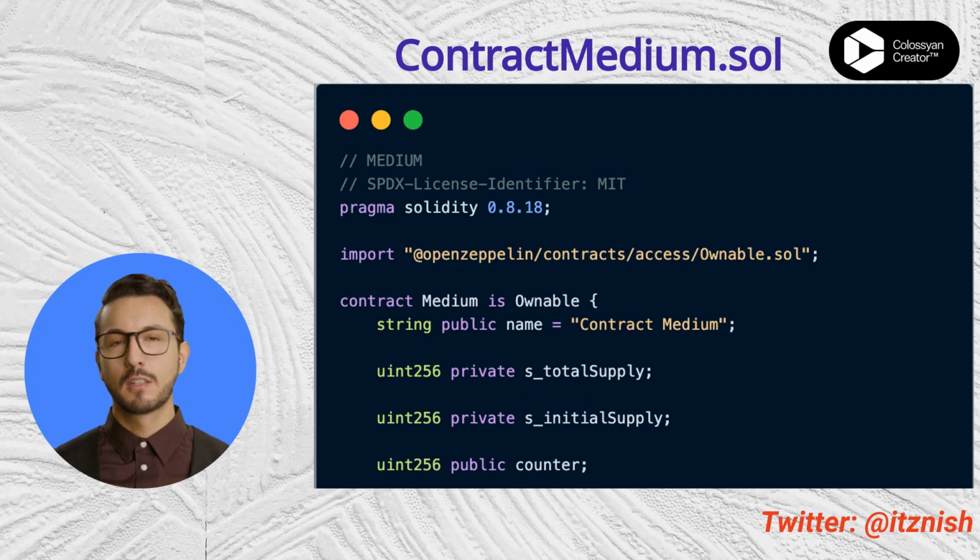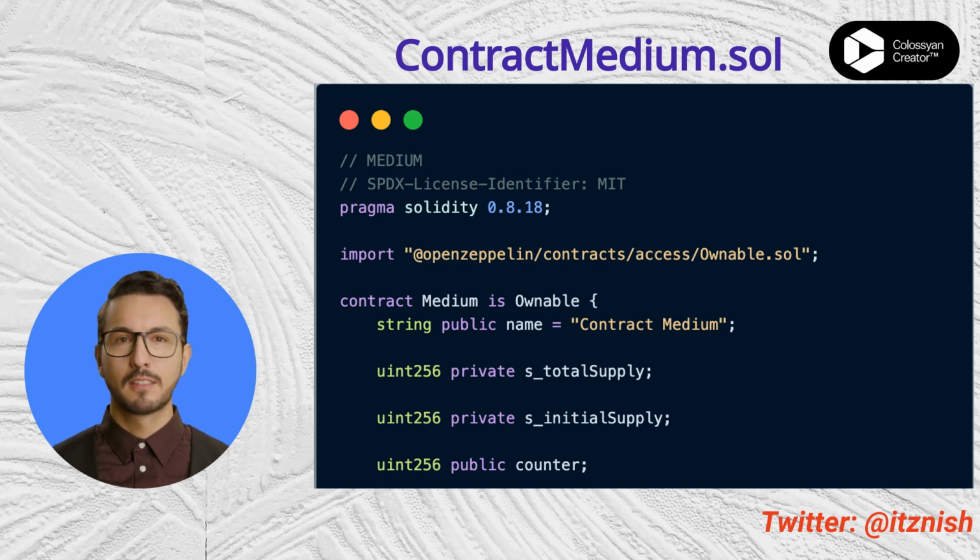So, we have this contract medium Solidity file here. This is the first half of the Solidity contract file, and we'll look at the contract functions next. Firstly, notice the code starts with a license identifier as discussed in the basic contracts video. But we see a comment saying medium here, which doesn't add any information. Pragma statement specifies the Solidity compiler version, that is 0.8.18.